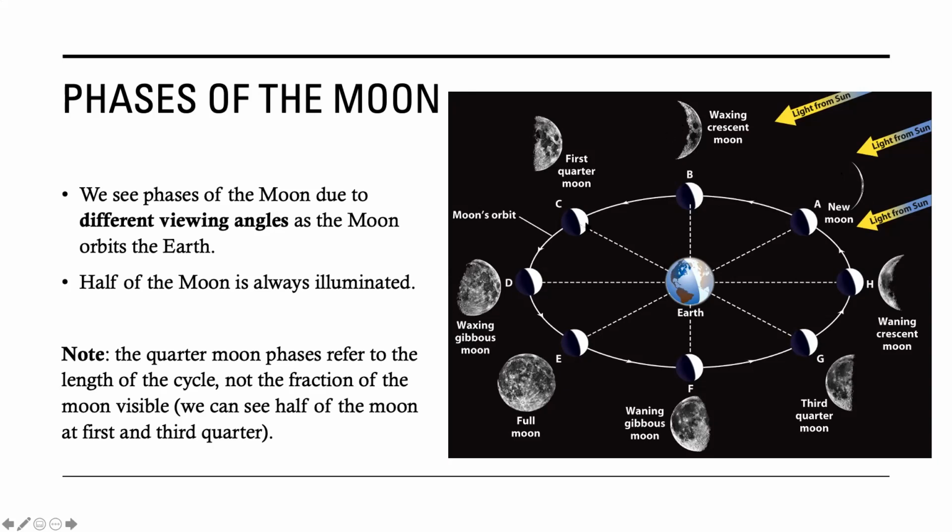And then we get to our first quarter moon. And this is where a lot of people tend to get confused. Because if you're standing on Earth and you're looking at a first quarter moon, you're going to see that half of the Moon is illuminated and half of the Moon is not illuminated from your perspective. So why is it called a first quarter moon and not a half moon? Anybody think they have the answer to that?